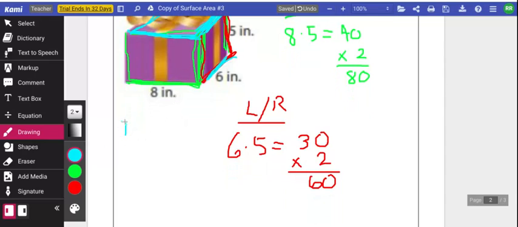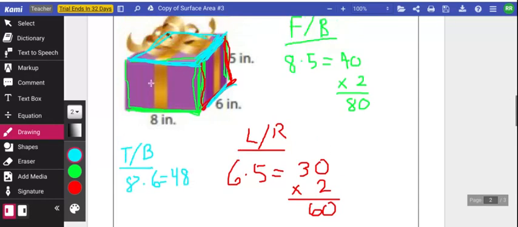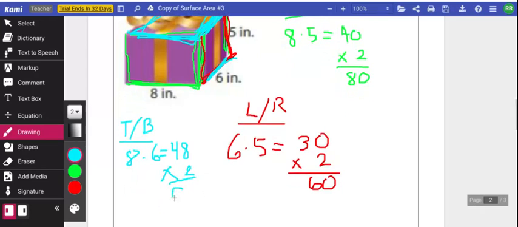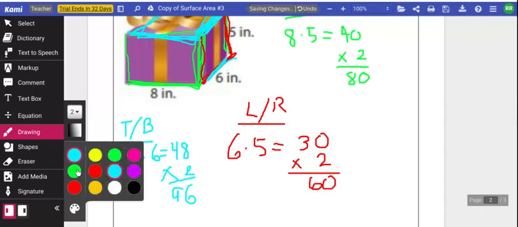So let me use T for top and B for bottom. This is an 8 by 6, which would be 48. So I have a 48 square inch rectangle on the top and in the bottom. So I have two 48s, right? 48 times 2, that'd be 96.